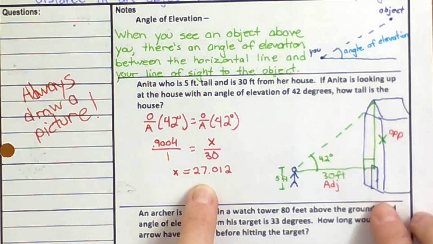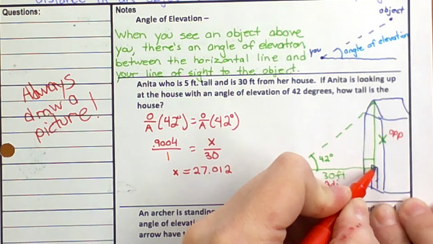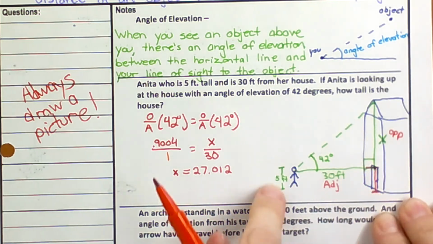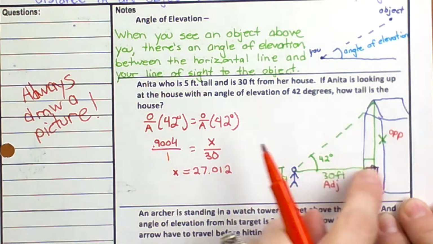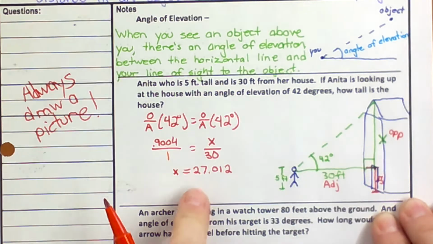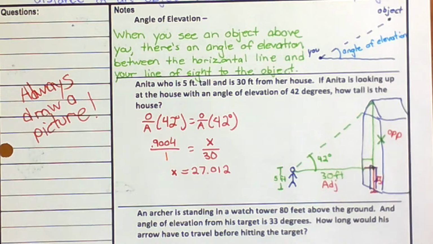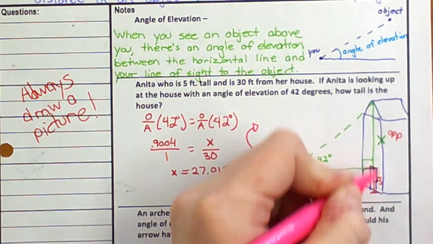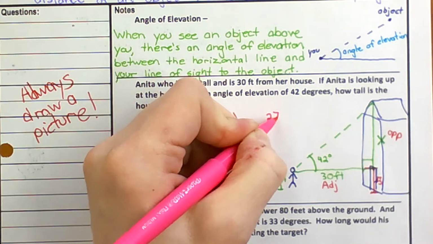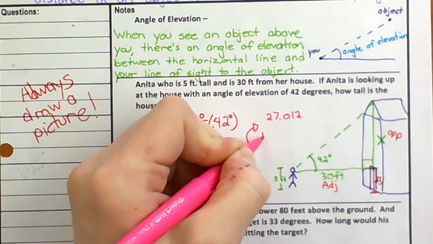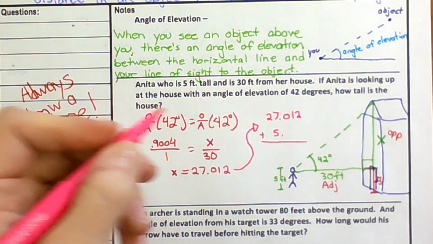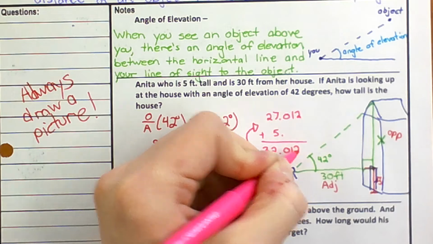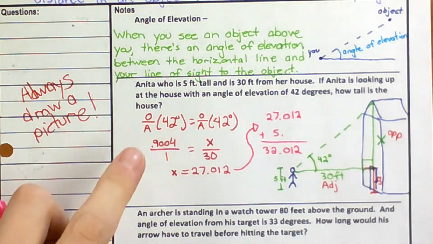Now, we do have to take into consideration that we need to go all the way down to the bottom of the house. And so if we look over here, this distance of 5 feet, I need to add over here. So I'm going to take my value, I'm going to actually add on 5 more feet to it to get the total distance of the house. So 27.012. And I still have to add that 5 feet. So that leaves me with 32.012.